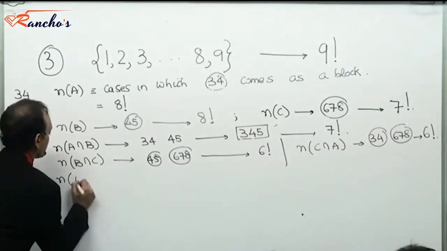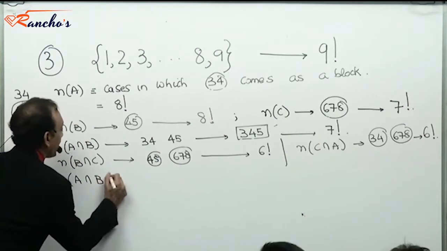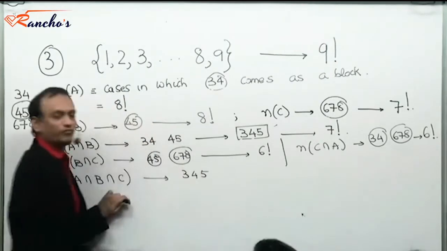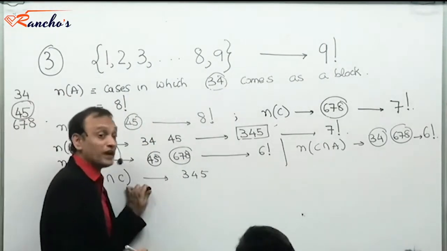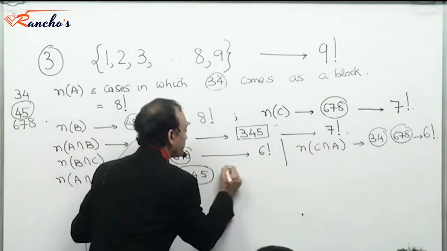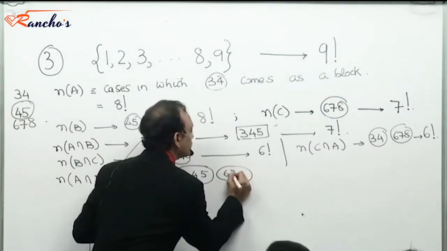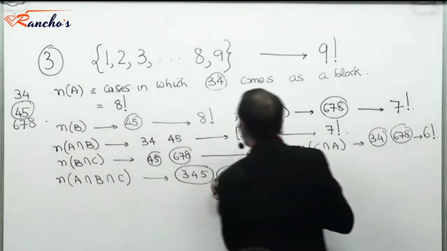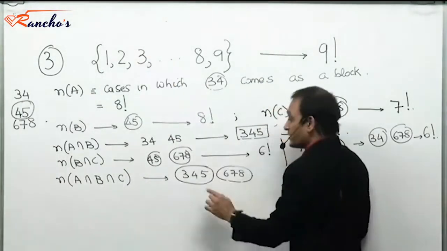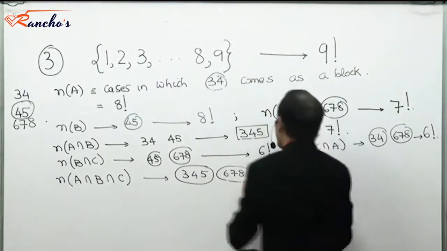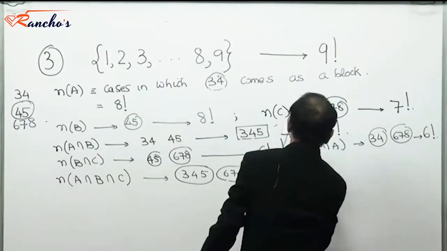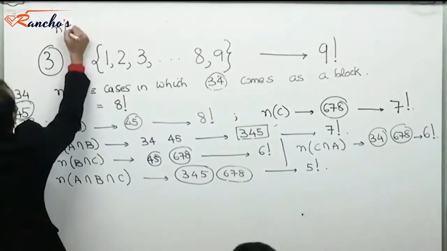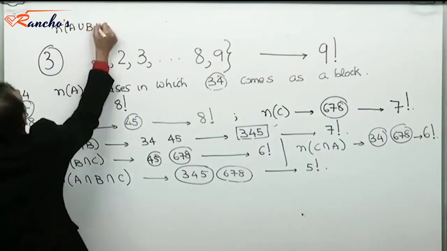Number of cases in which A and B and C come together: 3, 4 and 4, 5 is like 3, 4, 5, and 6, 7, 8. These two come as a unit. How many? 5 factorial, because 3 units are left from there, and 2, so 5 units permuted in 5 factorial ways.